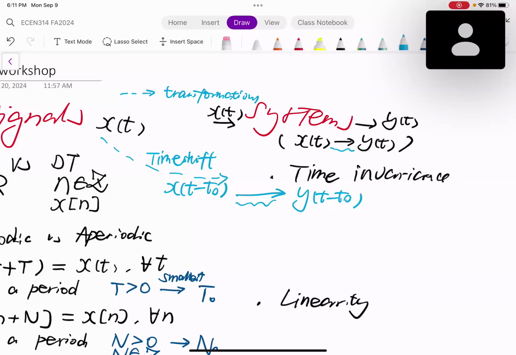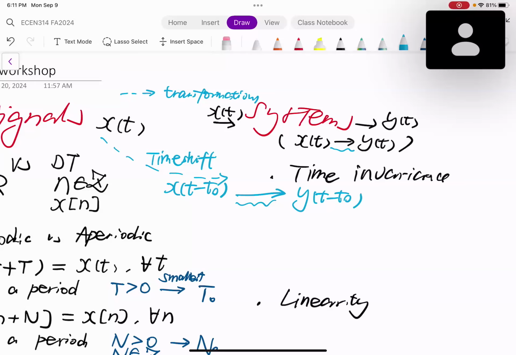So it means that for a time invariant system, if you shift the input, the output would be time shifted in the same way. So this is what time invariance means. It means that the system behavior will not change. It will only be shifted, but it will not be changed.